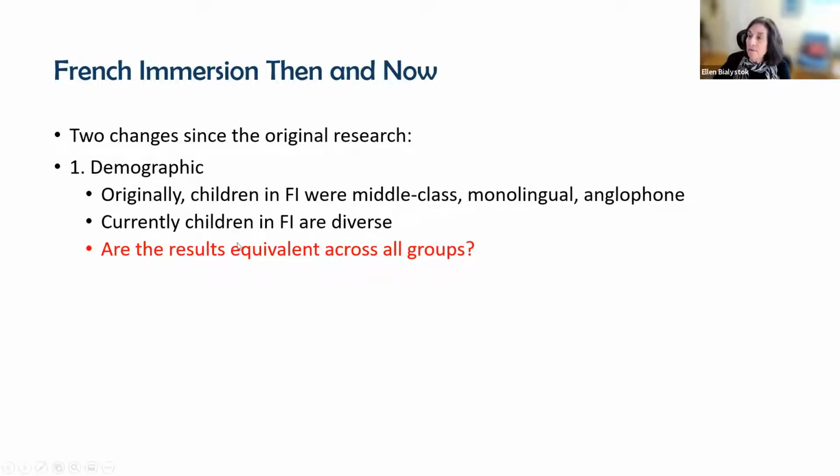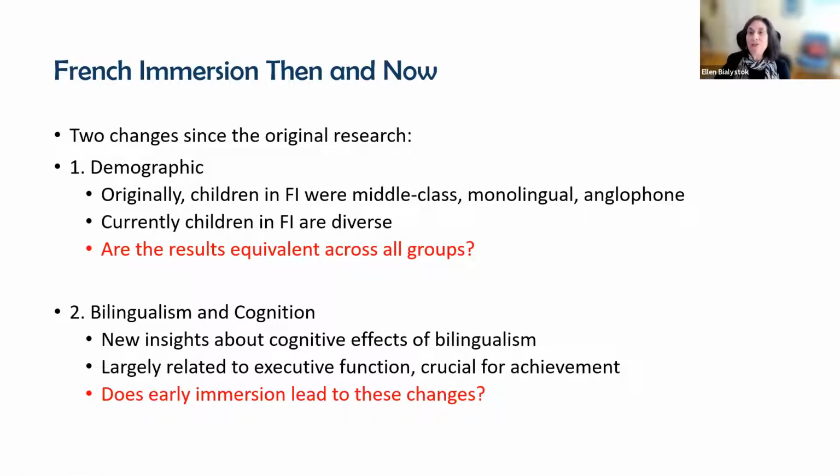So we want to know, are the results going to be the same as the original studies for those homogeneous groups? And the second thing that's changed since the original study is that we now know that bilingualism also impacts cognition. Nobody knew that in the 1970s when those evaluation studies were first conducted. So we can also ask, does French immersion in itself promote those kinds of changes that we see with bilingualism?